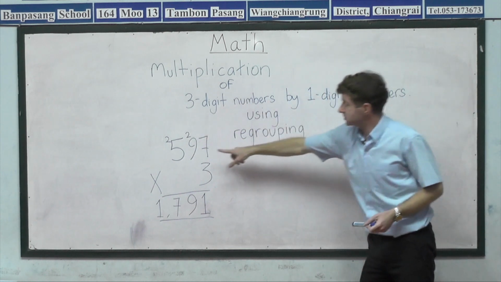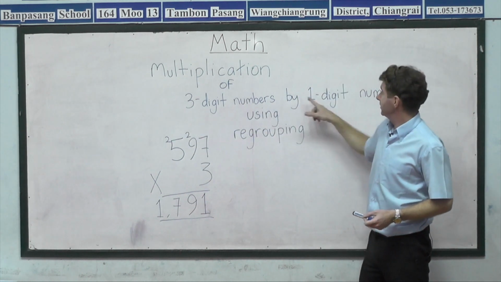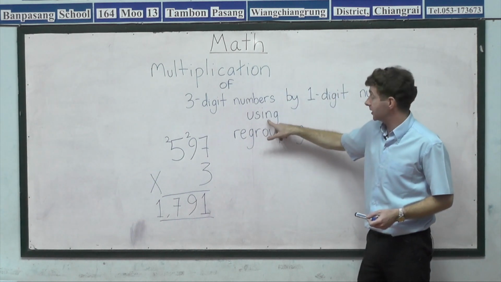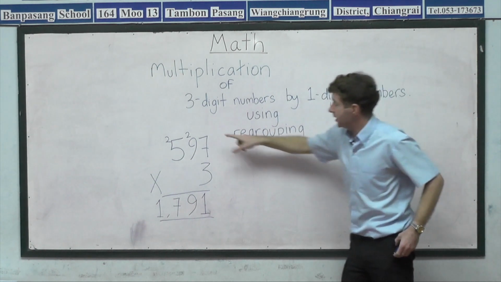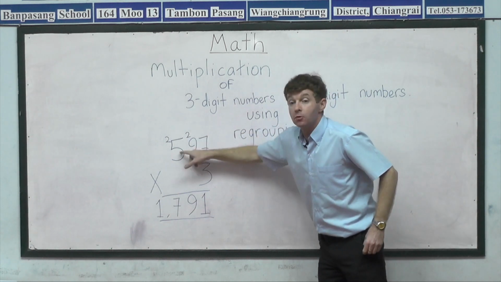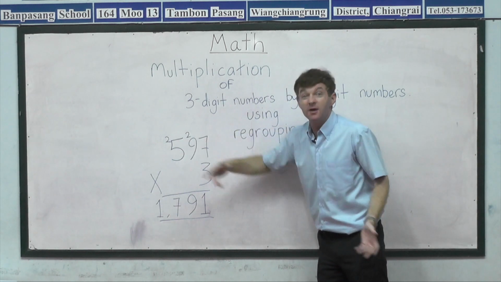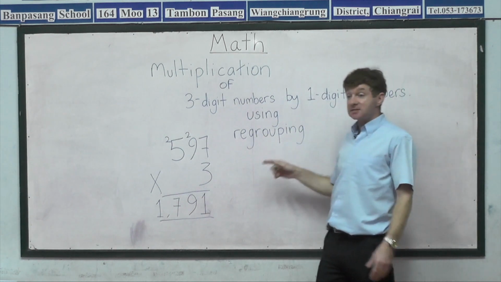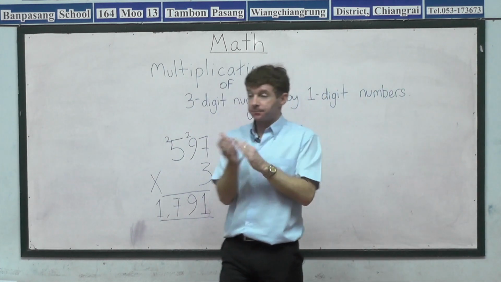Excellent, guys. That's how we do multiplication of 3-digit numbers by 1-digit numbers using regrouping. You see, when we have to move amounts into the next column, it is known as carry over. Excellent. Well remembered, guys.